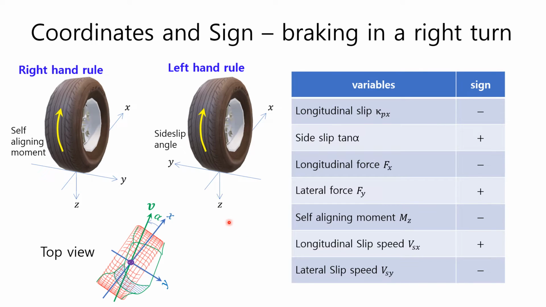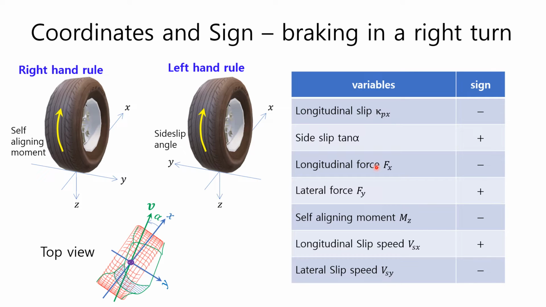Care must be taken as different authors use different sign convention. The sign convention used here is as described in the next 4 slides. First, let's look at the braking in a right turn. Longitudinal slip kappa px has minus sign for braking.